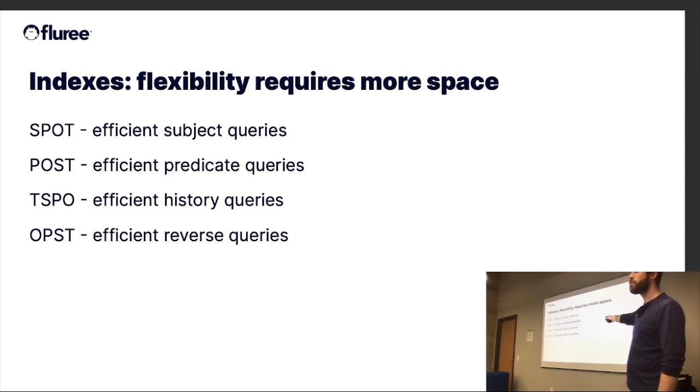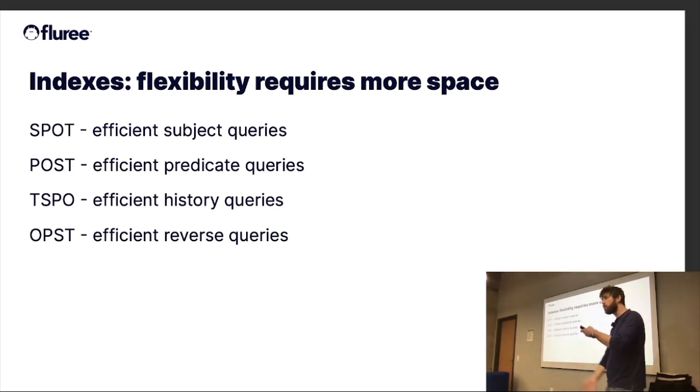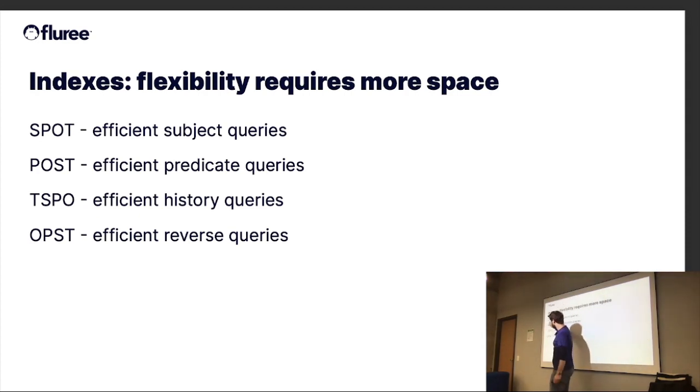But it requires more space. So while we've got these triples, these extended triples, I guess I would say, you sort them in these different indexes. In the spot index, you sort them by subject. In the post index, you sort them by predicate. In the TSPO index, you sort them by the transaction time. And now we can ask questions like, what was Emily's favorite food at time 1 or last Monday? And we can answer that really, really efficiently. But the cost of that is that each of these indexes duplicates all of our triples.